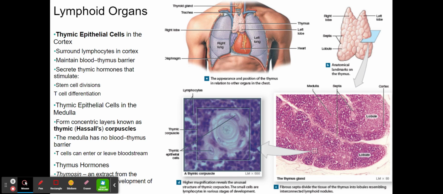T cells in the medulla can leave the bloodstream across the walls of blood vessels in this region or within one of the efferent lymphatics that collect lymph from the thymus.